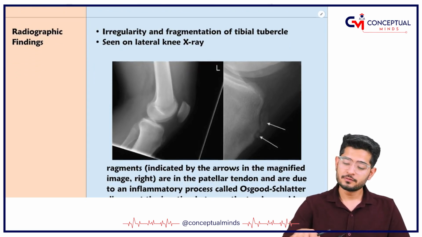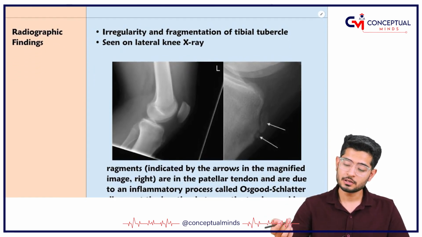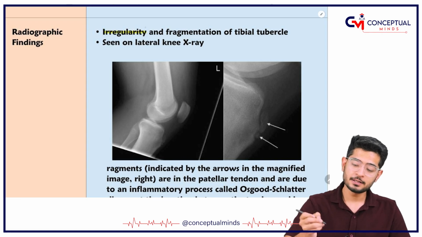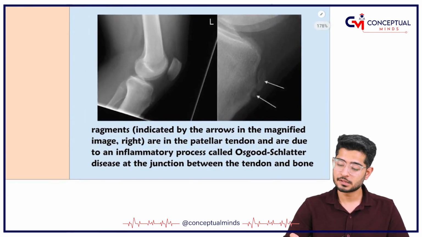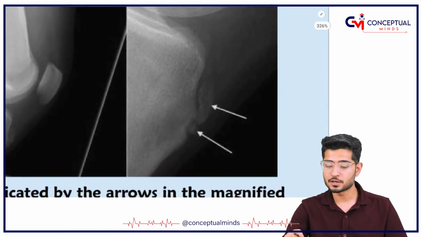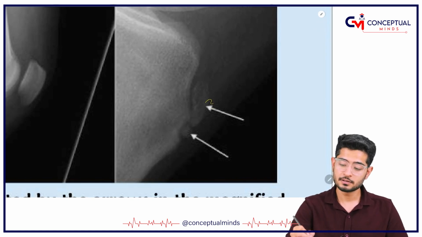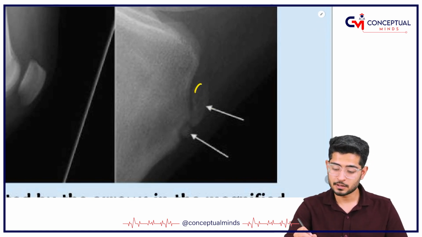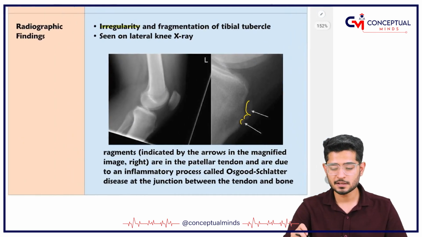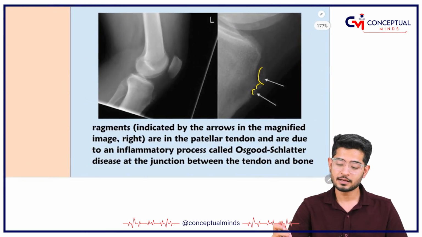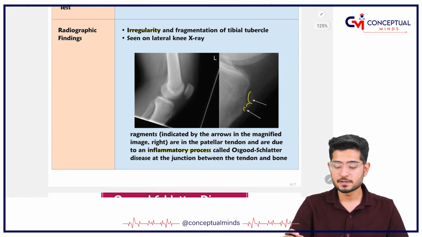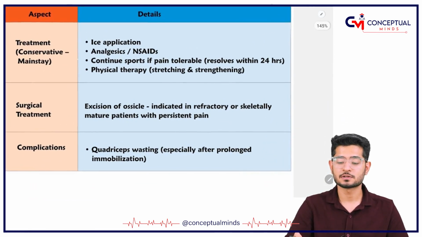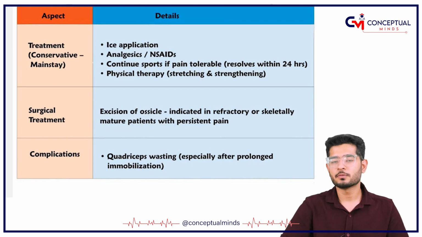So what will be the radiographical features? I've told you that one important thing is the irregularity and fragmentation of the tibial tubercle. Can you see the irregularity here? See, one piece, second piece, third piece. So it's actually irregular. Why is it irregular? Because of the inflammatory processes going on there. So these are responsible for causing the non-uniform or irregular contour of the tibial tubercle.